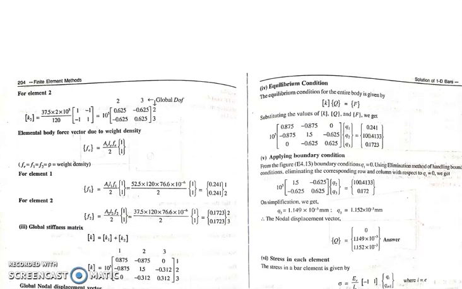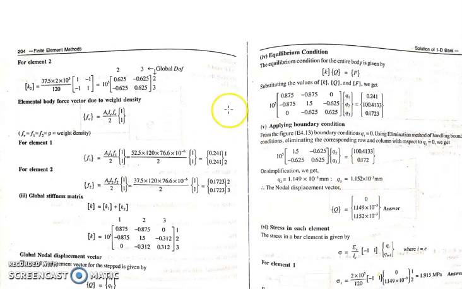Now let us move to the second element, the stiffness matrix for the second element. So here is the second element, where area is 37.5, Young's modulus is 2 into 10 to the power 5, and length is the same, which is 120. Then this will be the second stiffness matrix for the second element.